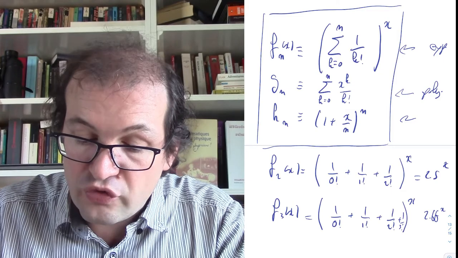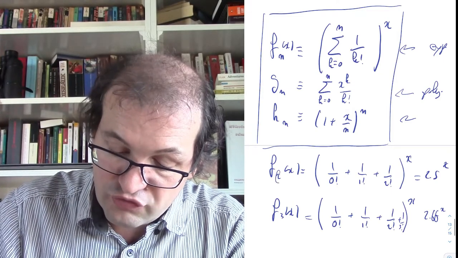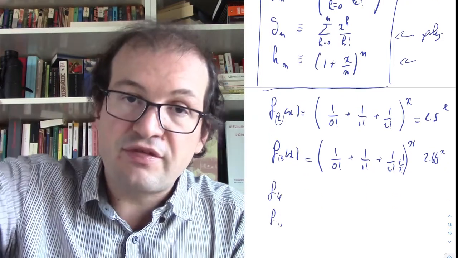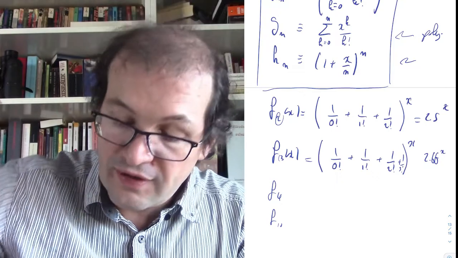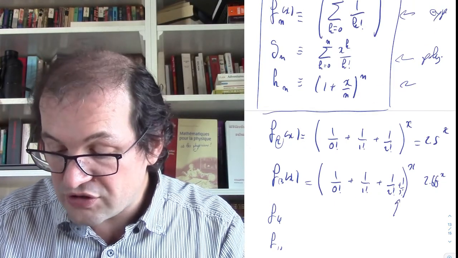But I want to consider what happens when I take larger and larger n, which is something we started to do there. We took f2, f3. So what will happen if I take f4, f5, f6, f7, f10, f100, f1,000,000? What happens to the thing? So we see that the terms that we add become smaller and smaller.